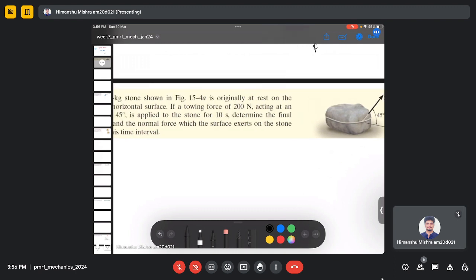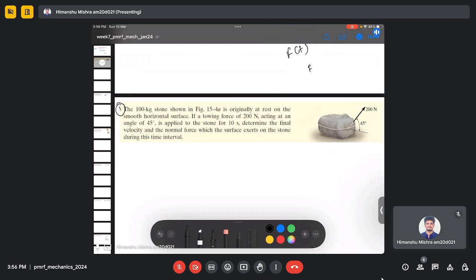In the figure, the 100 kg stone is originally at rest on the smooth horizontal surface. If a towing force of 200 Newton acting at an angle of 45 degrees is applied to the stone for 10 seconds, determine the final velocity and the normal force which the surface exerts on the stone during this time interval.